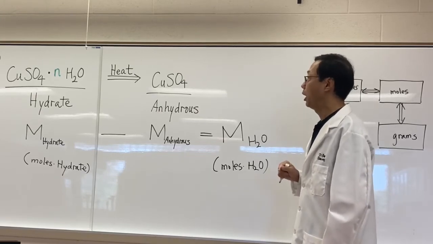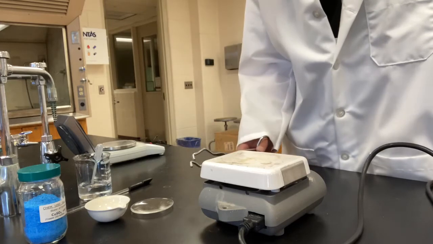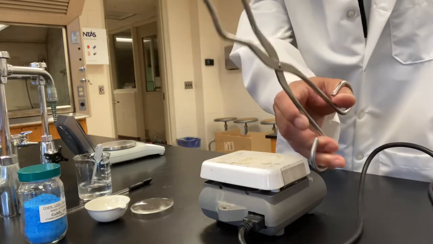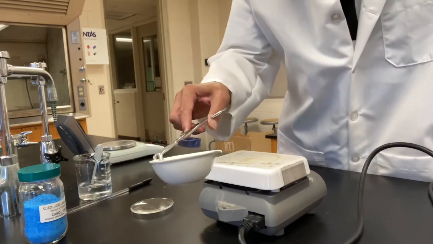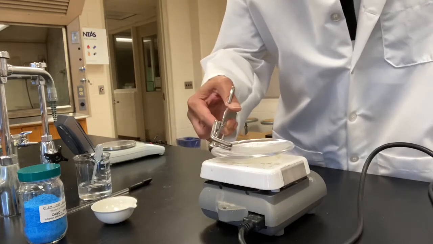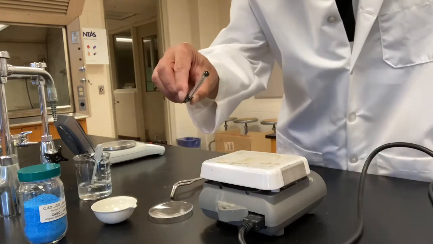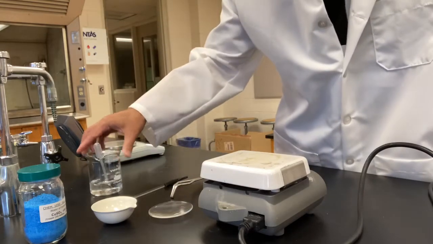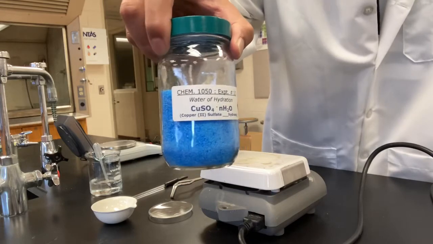Now let's start with the experiment. Now this is what we need for today's experiment. A crucible tongs, an evaporating dish, a watch glass, a glass rod, some distilled water, and a sample of copper 2 sulfate hydrate.